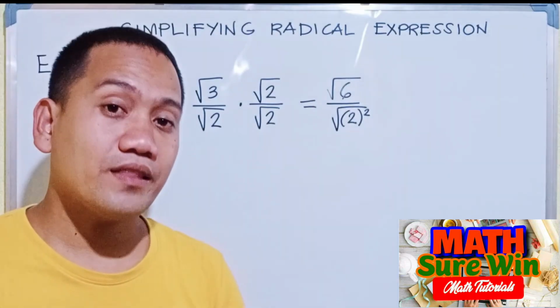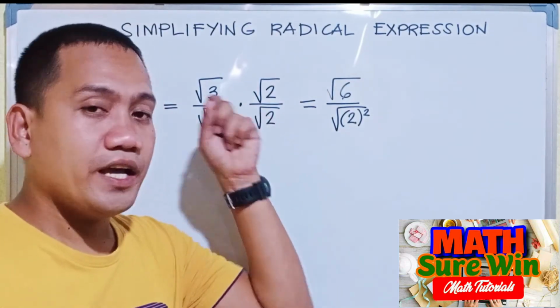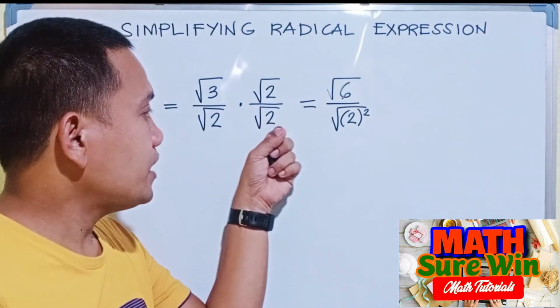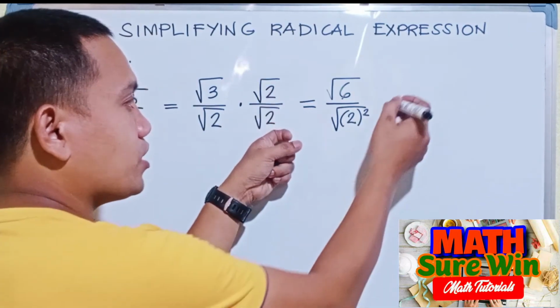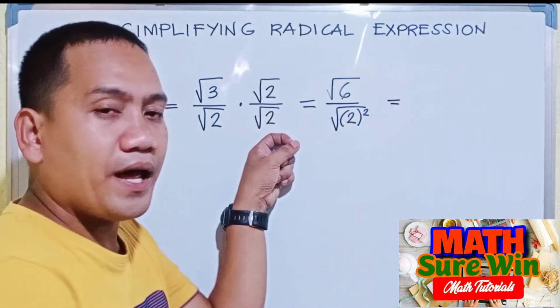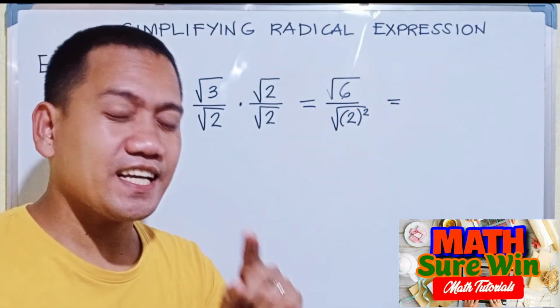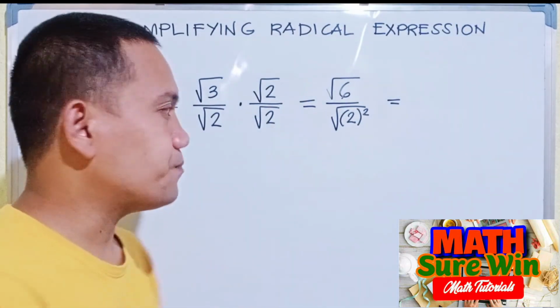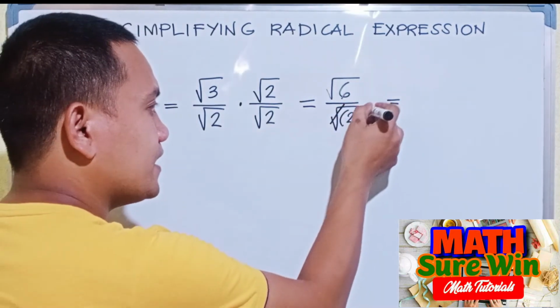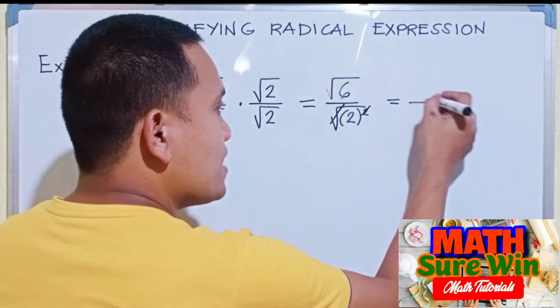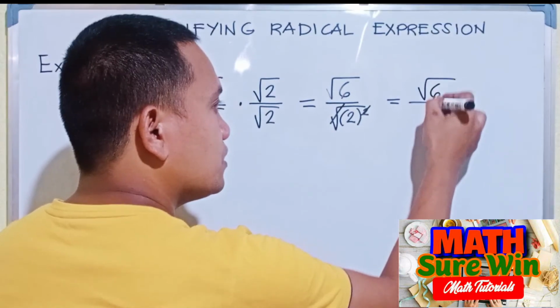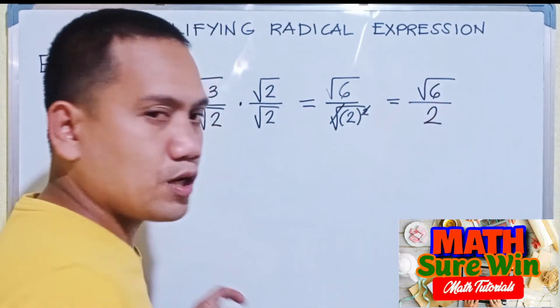Why did I multiply this by square root of 2? In order for us to make this a perfect square. And because it is a perfect square, applying the first law of radicals wherein the index and the exponent of the radical are the same, we can cancel it out. So therefore, we will have square root of 6 all over 2 as our answer.